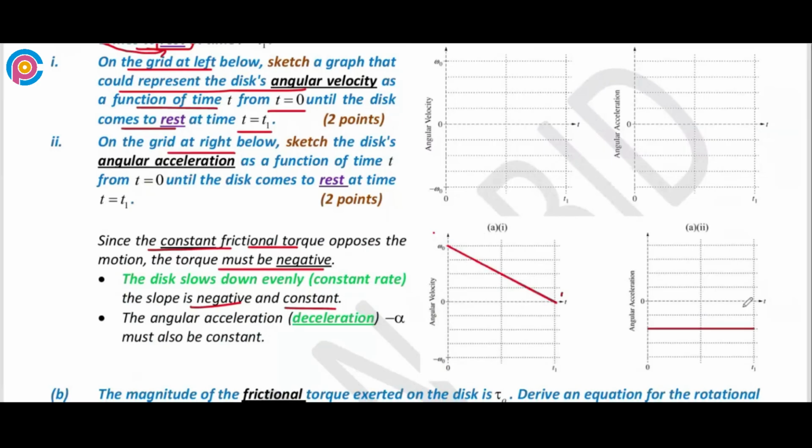In the angular acceleration case, the rate of change of velocity is called acceleration, but since the velocity is decreasing, the acceleration is due to the decrease in velocity. So that is called deceleration. Deceleration is a negative acceleration, and its value always remains constant because the external torque is constant; the value of the acceleration depends upon the external torque. If the torque is constant, then the acceleration is also constant, but its value is negative.